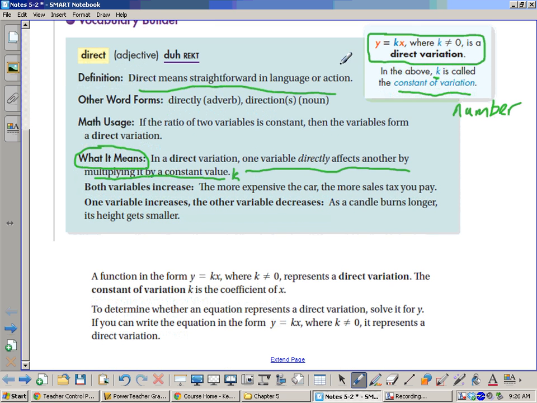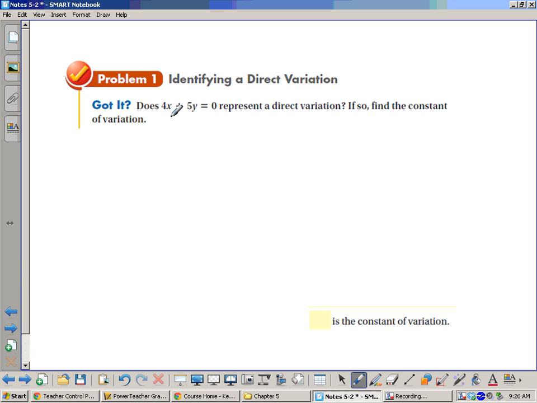Oh, first of all, let's review what the function looks like. The form y equals kx. We do not want k to be 0. Okay, so we're always going to have to find what that k is. And here's an example of how we do that. So we're going to identify if this is a direct variation. In order for us to determine if this is, we need to be able to write it as y equals k times x.